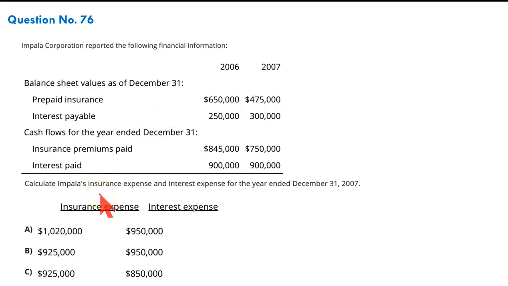This is a very good question, I must say. It will test you in a different way. We have been given the prepaid insurance balance opening, closing, interest payable opening, closing, the actual payments made during the period. Insurance premium for the year 2007, 750, interest paid for the year 2007, 900. These are the payments made for the prior year. We are currently considering the current year, so they are irrelevant. What is required? Insurance expense and interest expense for the periods.